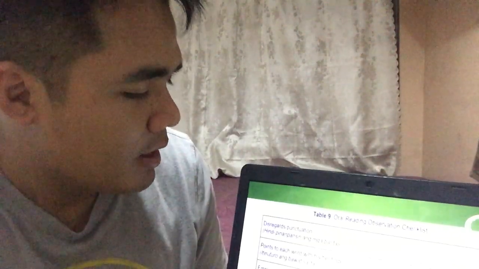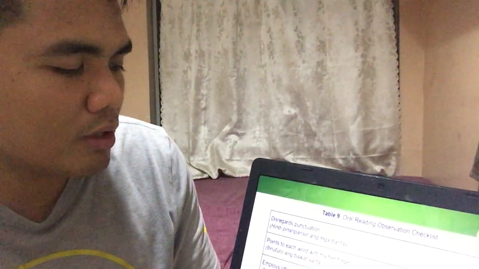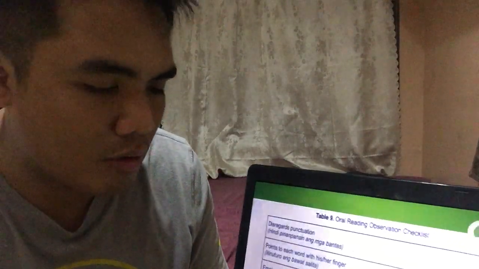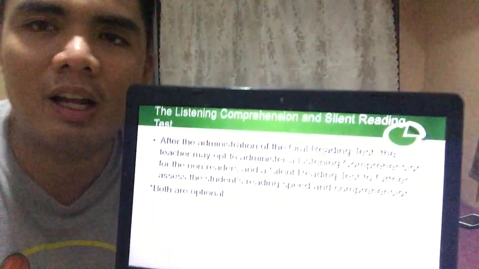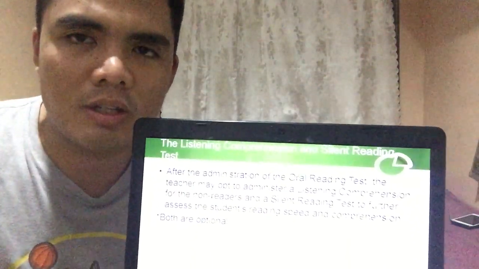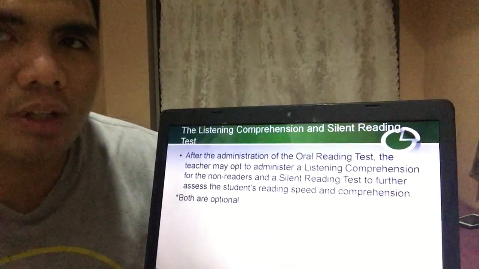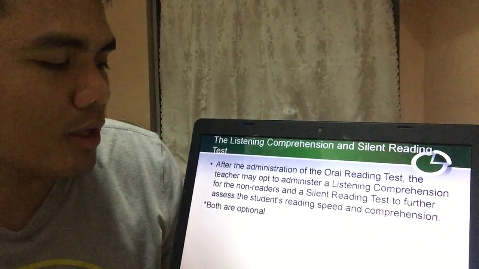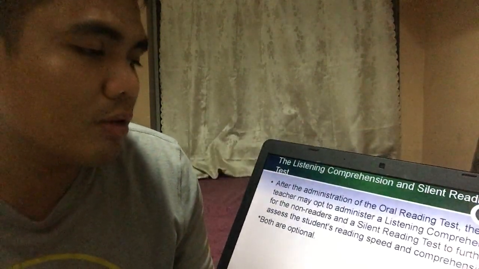That's it. And then table 9: disregards punctuation, points to each word with his or her finger, employs little or no method of analysis, and other observations. The listening comprehension and silent reading test: after the administration, you have to let them read aloud. This is more on the reading aloud test. Now next is the listening comprehension test. After the administration of the oral reading test, the teacher may opt to administer a listening comprehension test for the non-readers and a silent reading test to further assess the student's reading speed.